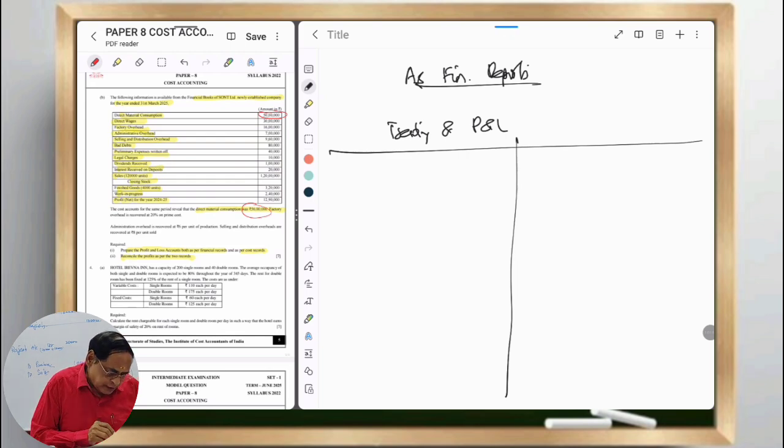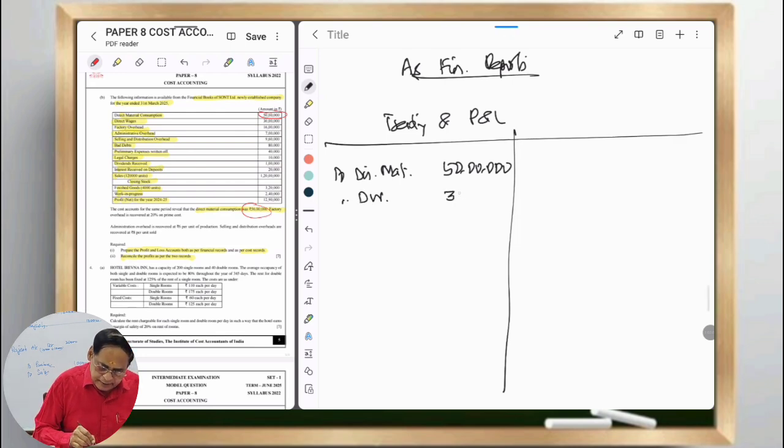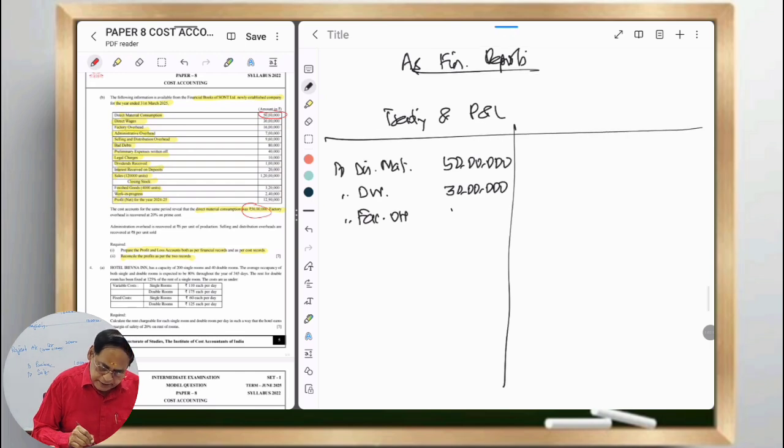First thing, the question is raw material consumption. To direct material, how much? 50 lakhs. So direct material 50 lakhs. So direct wages, how much? 30 lakhs. And then factory overheads, how much? 16 lakhs. And then sales, how much is given? 1 crore 20 lakhs. So 1 crore 20 lakhs.